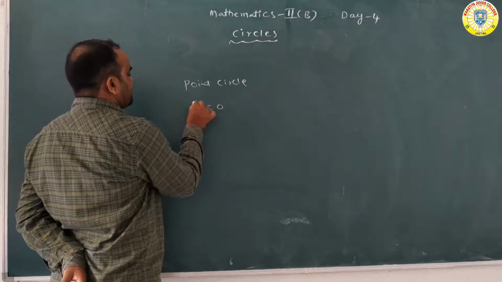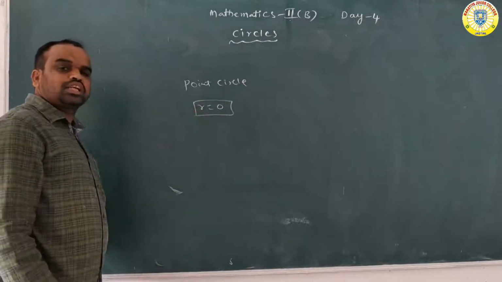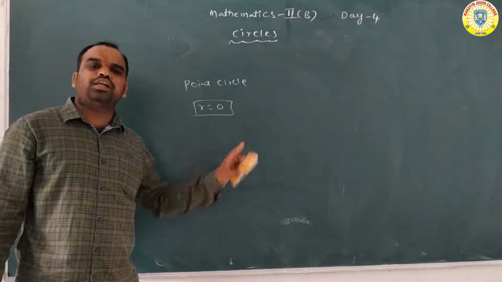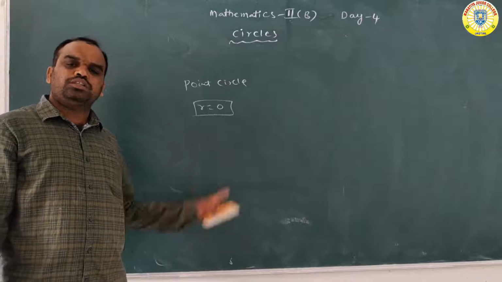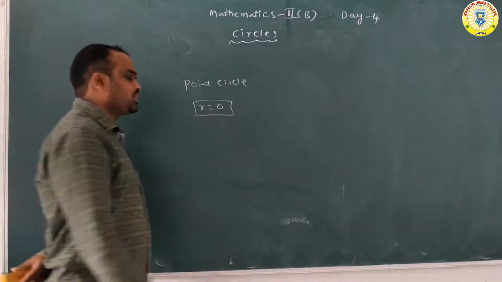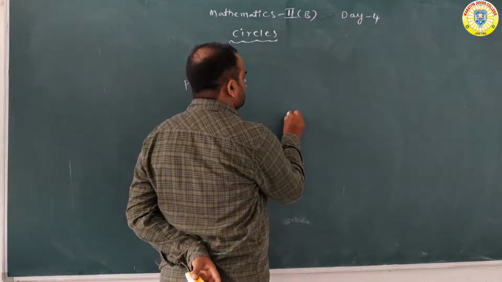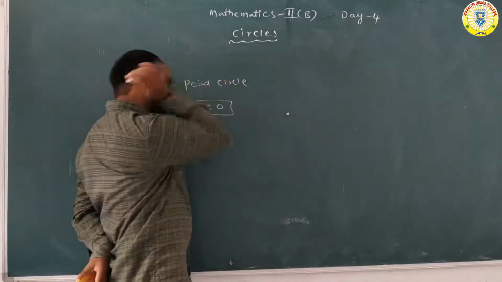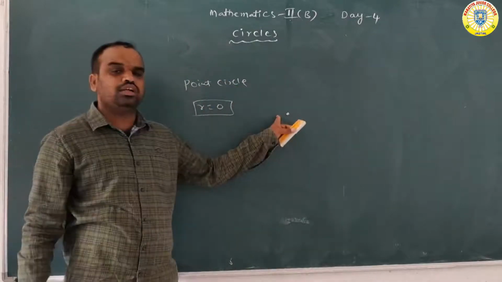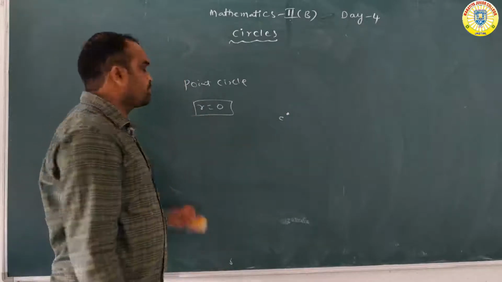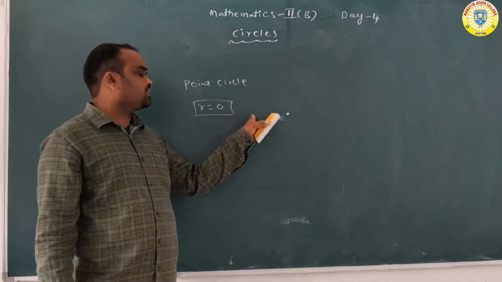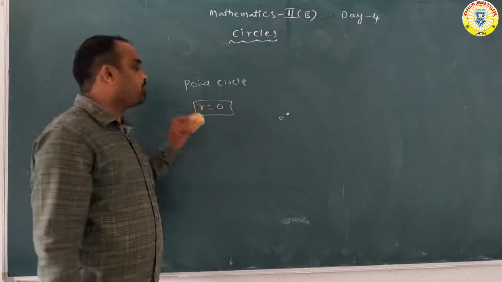If the radius of a circle is 0, then the circle is called the point circle. In the point circle, the center and the point are both the same. This is the center, this is the circle, both are the same.